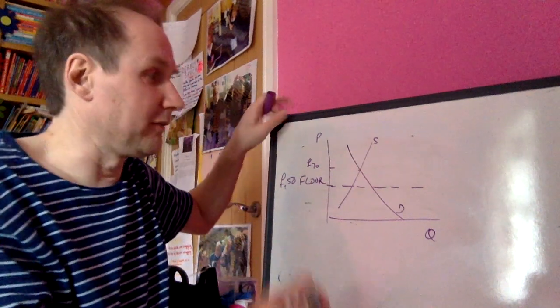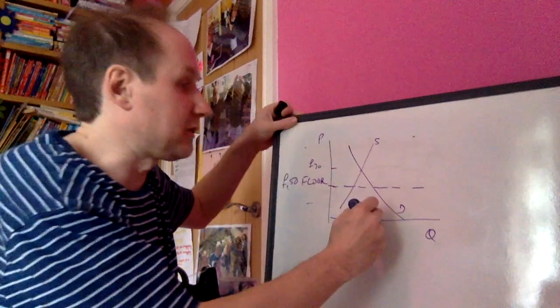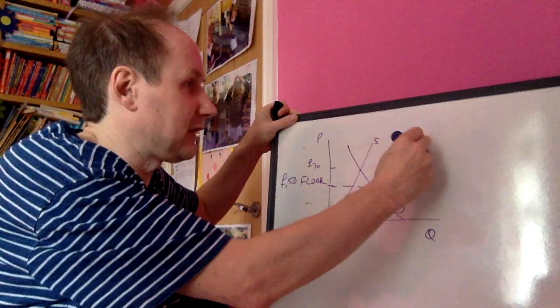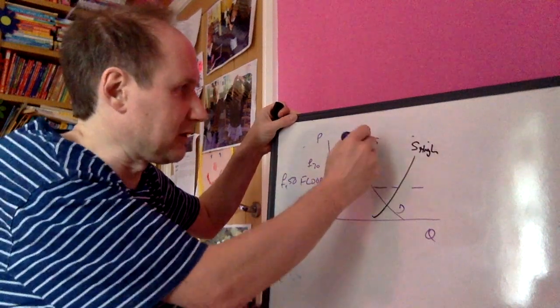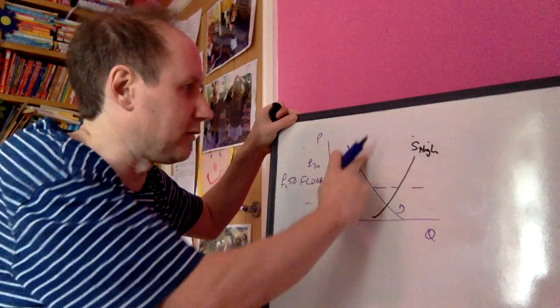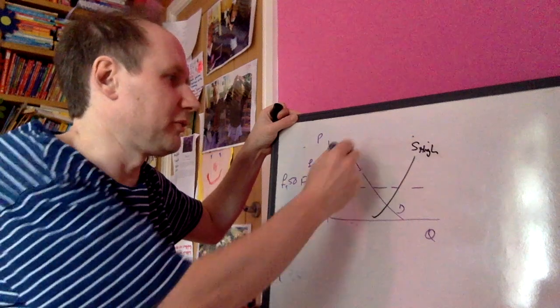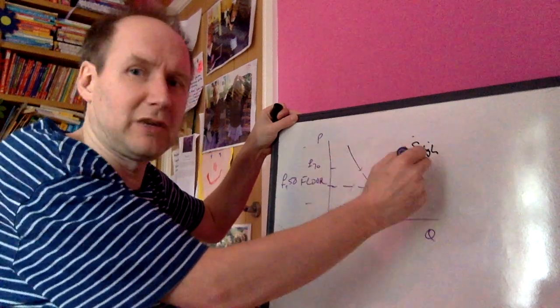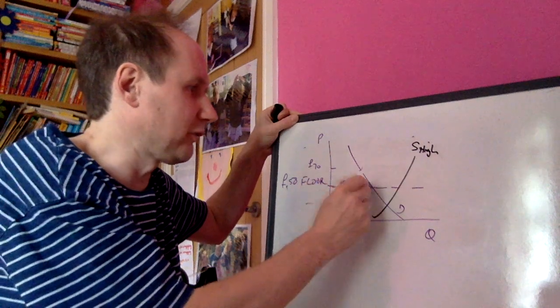Our problem is, if there's a sudden increase in supply, then what happens? Let's suppose that supply rises to S high. That original supply curve is no longer relevant, so I'm just going to get rid of it. Supply has risen, and at that price there's now massive excess supply. The price starts to fall until it hits the floor.